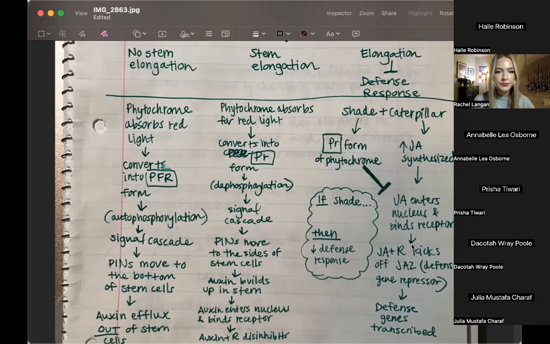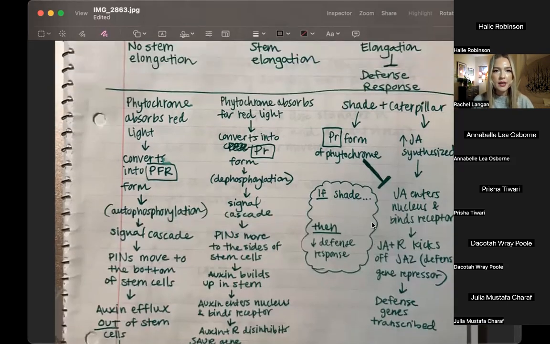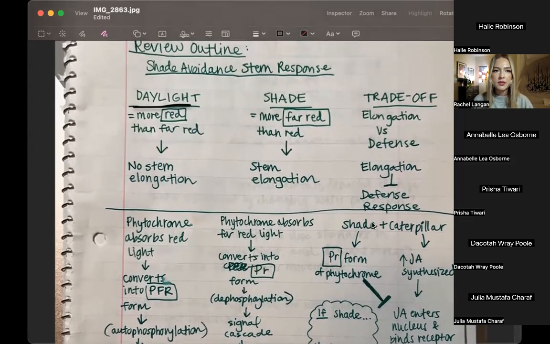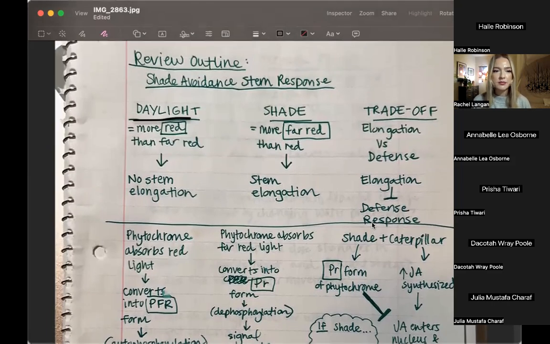Okay, any questions about the shade avoidance response? That's pretty much it for it. I have a question. Yes.